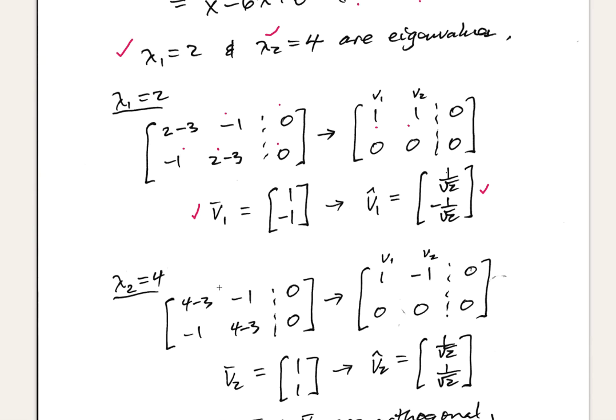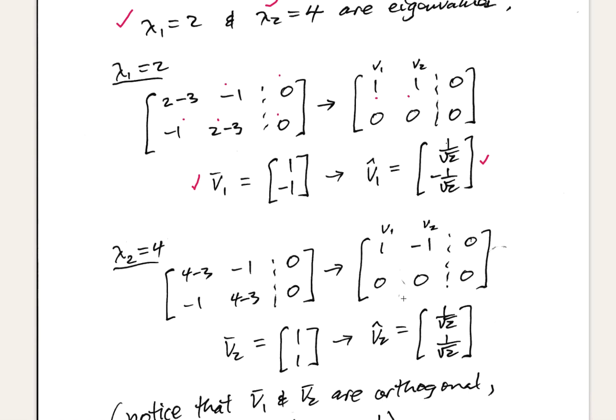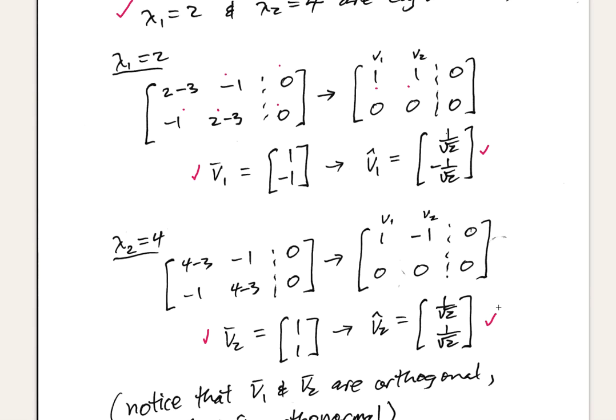Again, going back up there, we would have lambda minus 3, negative 1, which is 4 minus 3, negative 1, 0. Negative 1, 4 minus 3, 0. The row-reduced echelon form goes 1, negative 1, 0. And you can see that an eigenvector corresponding to that would be 1, 1. And a unit eigenvector would be 1 over the square root of 2, 1 over the square root of 2.